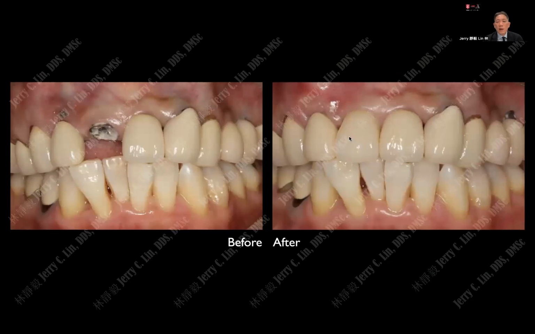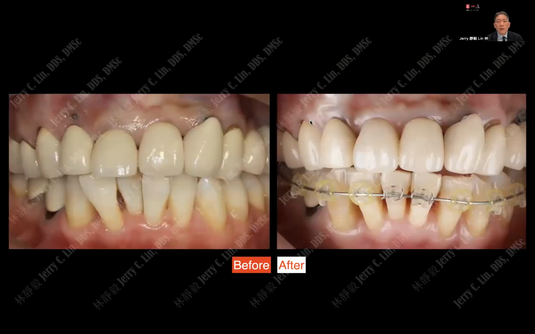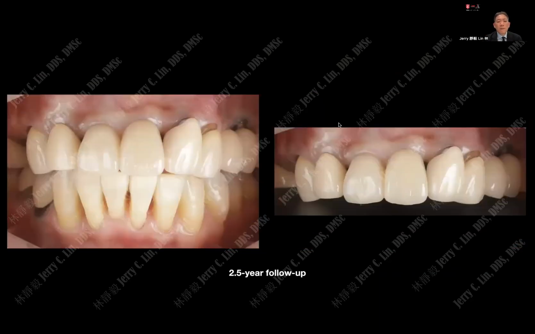And this is before and after. And you can see the follow-up. The patient underwent ortho treatment. And you can see the tissue here, very good volume of soft tissue and getting keratinized. So this is follow-up for 2.5 years. You can appreciate that a very good soft tissue on this. And of course, this central was a fractured central. We did a crown and built it up.